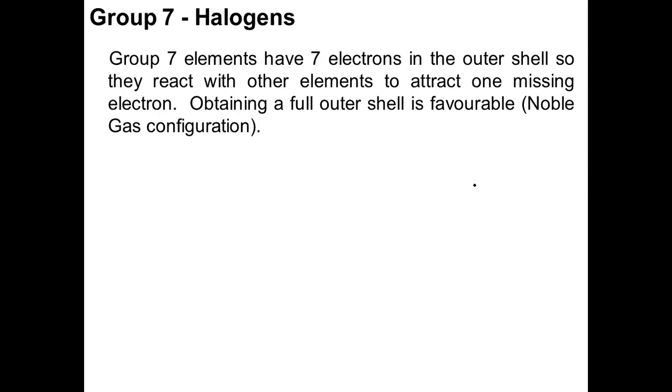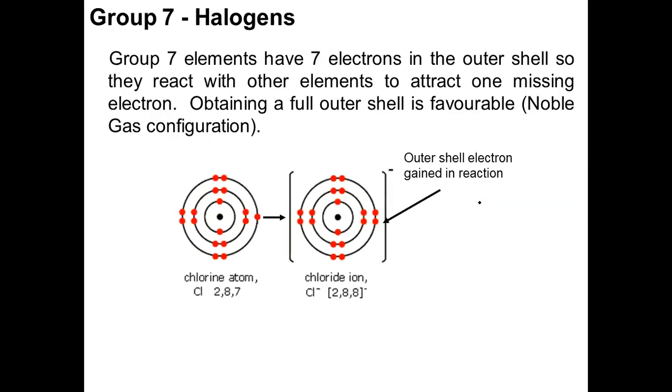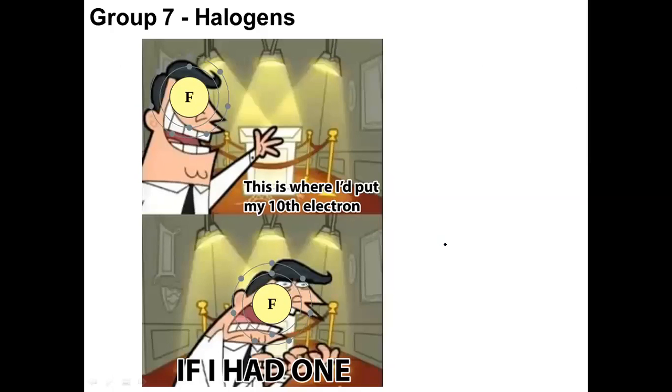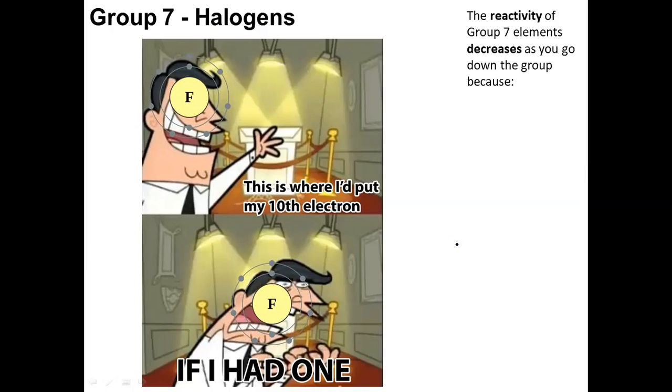So that's, very quickly, alkali metal reactions. Halogens. Halogens are non-metals and they have 7 electrons in the outer shell. They react with other elements by attracting the missing electrons, again to obtain a full outer shell. So they become a negative ion, a -1, because they accept an electron. They've got 7 altogether and they gain 1 electron from somewhere, for example from that sodium that we saw before. So what happens to the reactivity of group 7 elements? That decreases as you go down the group. So it's the opposite to group 1.